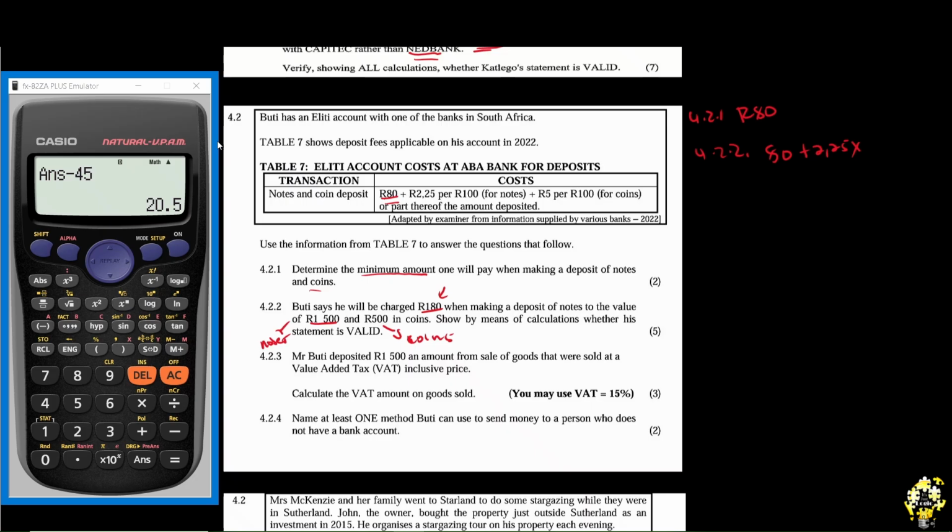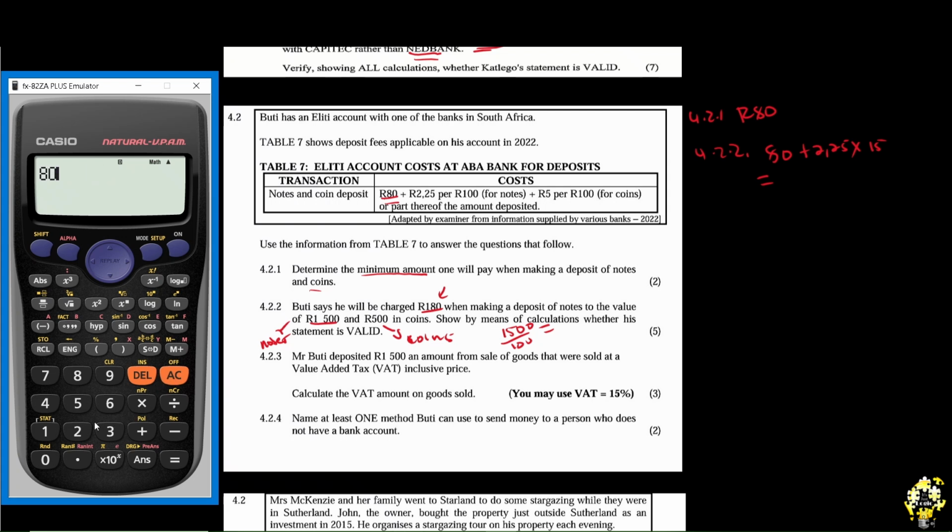I guess we can do it here. We can say 1,500 when we divide it by 100 rand. How many 100 rands do we have in 1,500? It says that we have 15. So we're going to multiply by 15. We're going to start with notes.